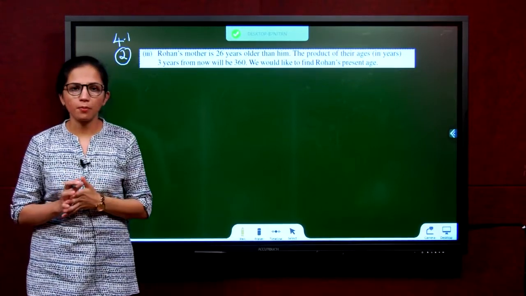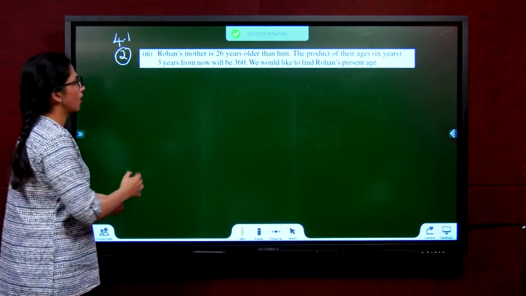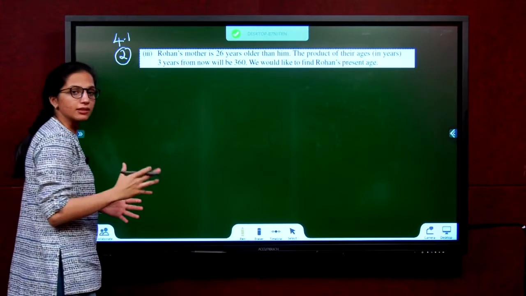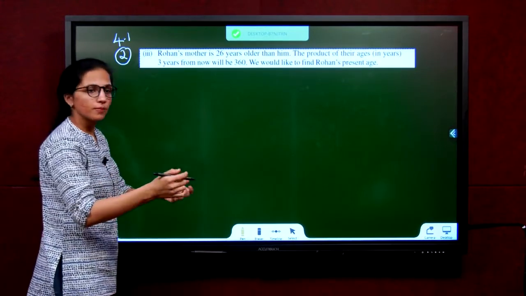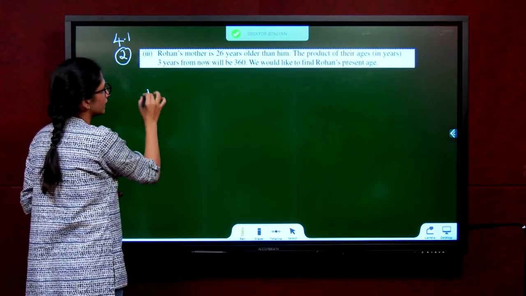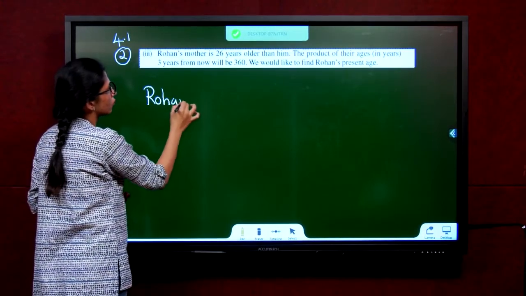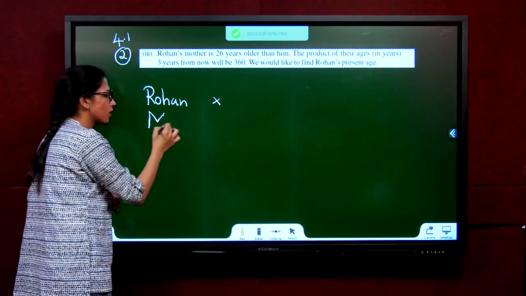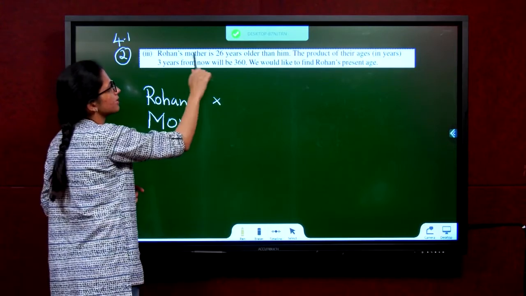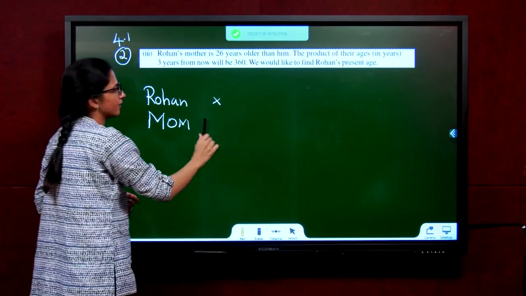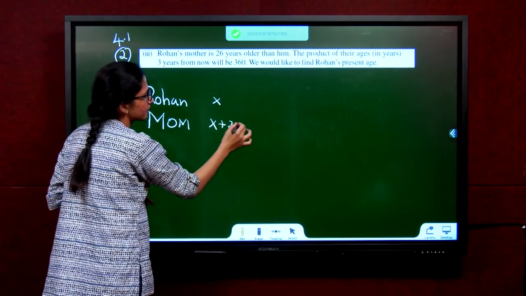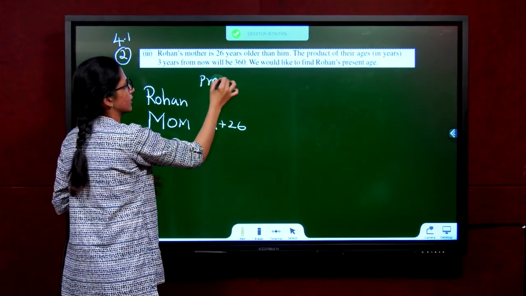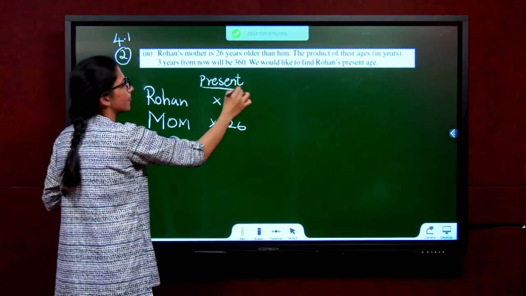Whenever you come to age problems, learn to follow this technique. Always mention the people over here and the year over here. Which year? Is it present, past, 3 years from now? So what do we do in this question? They have given Rohan, let us take Rohan's age as x. Rohan's mother is 26 years older than him. So can I say Rohan's mother's age is x plus 26? Any problem? No. This is in the present situation, in present year, this year.